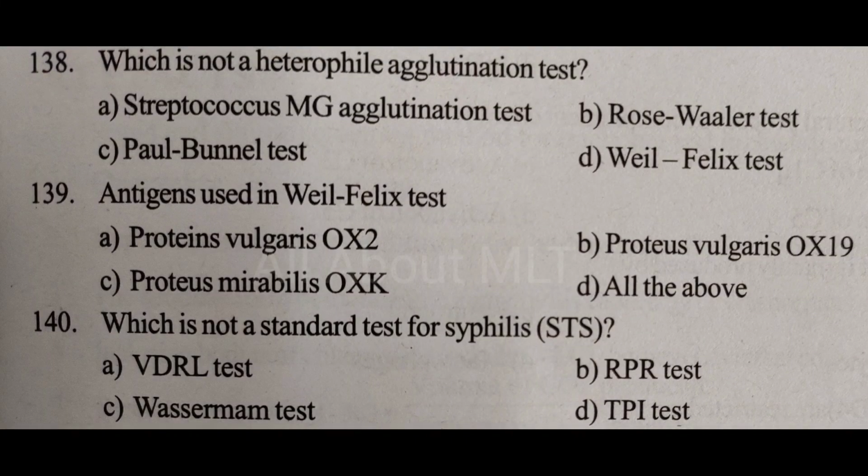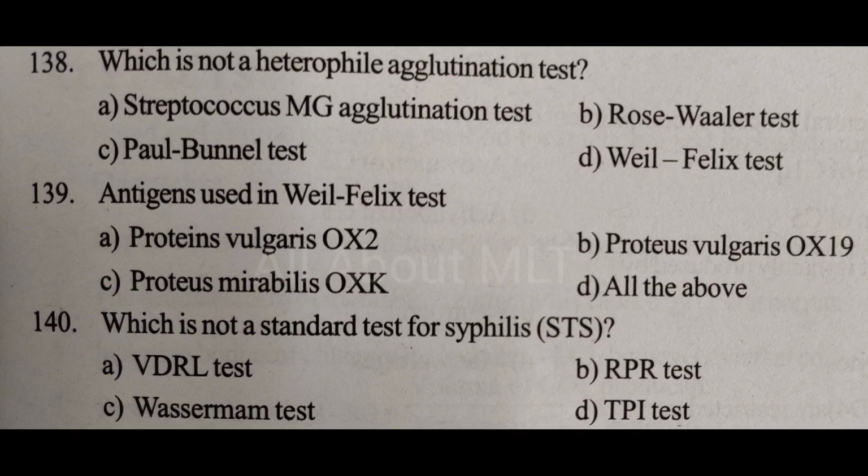Antigens used in Weil-Felix test. Option A, Proteus vulgaris OX2, option B, Proteus vulgaris OX19, option C, Proteus mirabilis OXK, option D, all of the above. Answer is option D, all of the above.